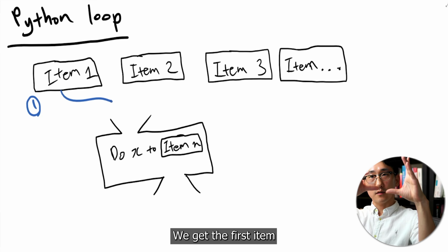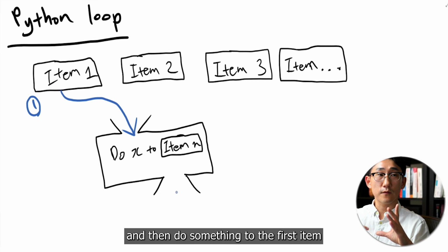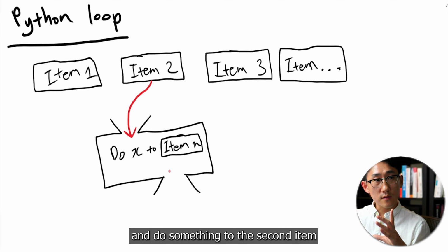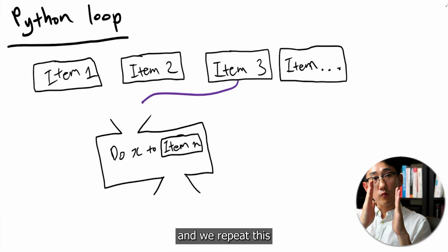In the first loop, we get the first item and then do something to the first item. In the second loop, we get the second item and do something to the second item. And we repeat this until there's no item left.